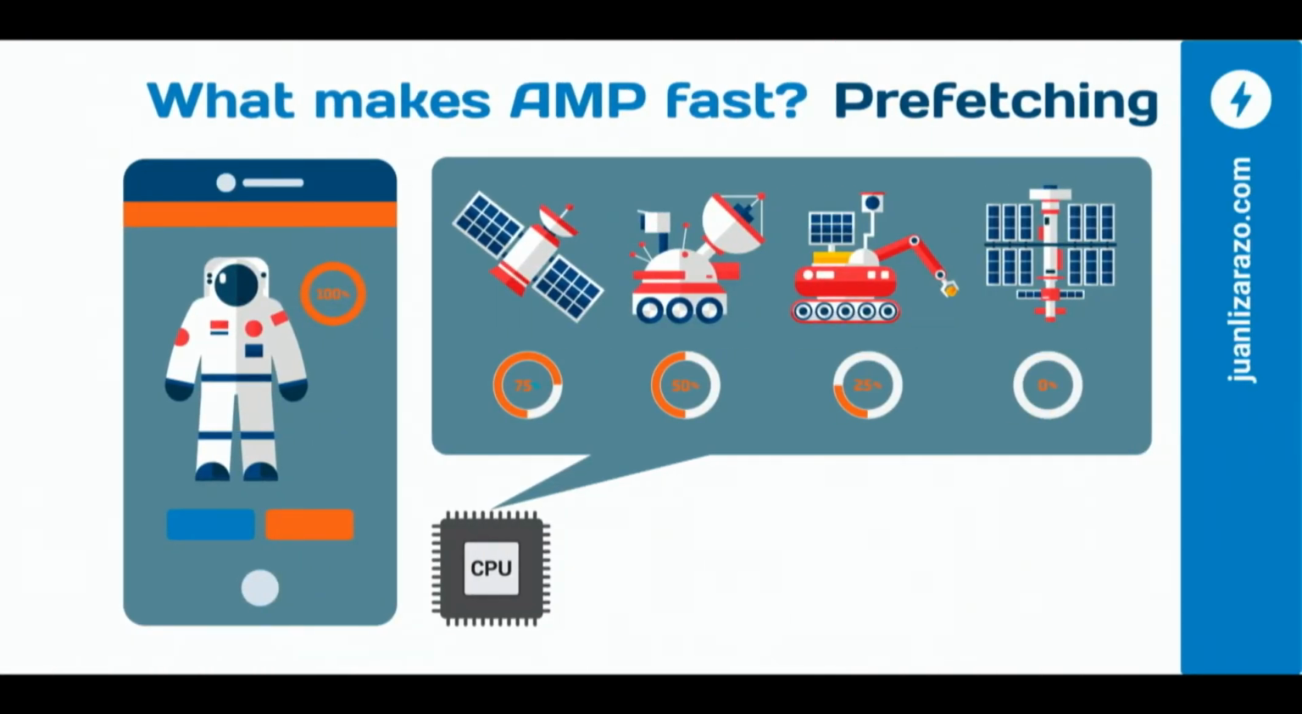The next one is prefetching. Prefetching is when you have your resources, but they are not loaded yet because the user is not seeing them. But by the time the user is ready to see them, the CPU power is used to fetch those resources.